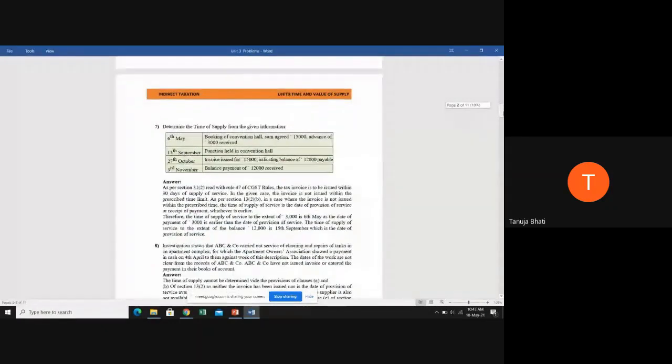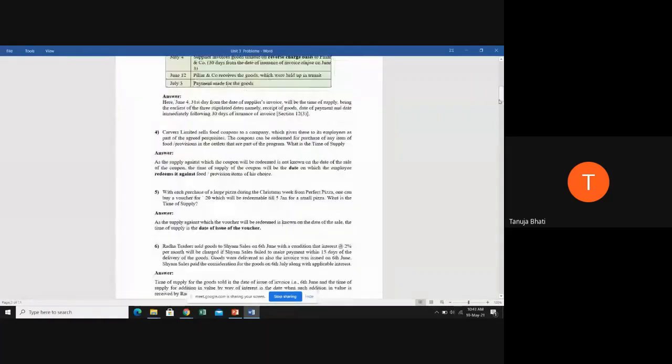Now, let us move ahead to problem number 7. Determine the time of supply from the given information. Before we go to services, this is in respect of services. Let us quickly revise. Since we have already solved the problems as well, you all will be able to remember the provisions as per section 12, subsection 3, 4, 5, 6.